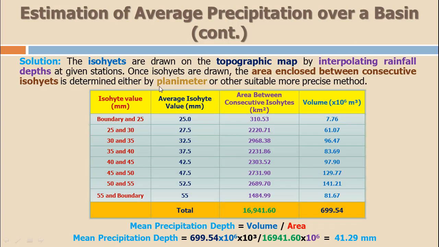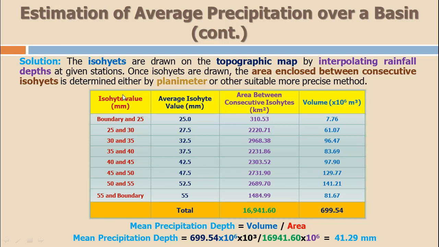So the isohyets are already drawn on the topographic map by interpolating rainfall depth at the given stations. Once isohyets are drawn, the area enclosed between consecutive isohyets is determined either by planimeter or any other suitable, more precise method. So the areas have already been measured in this example. Remember, this area is already given to you in this example.